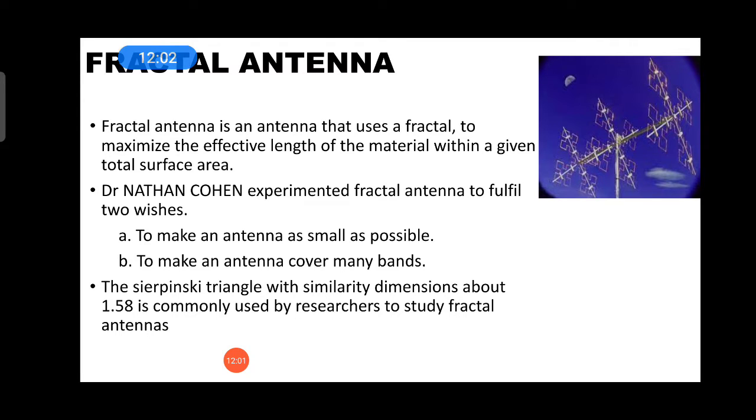The Sierpinski triangle with similarity dimension about 1.58 is commonly used by researchers to study fractal antennas. Some researchers have disputed that fractal antennas have superior performance. Fractal antennas allow a phone to process the transmission of a wider range of electromagnetic frequencies and reduce the total number of antennas required. Dr. Nathan Cohen experimented with fractal antennas to fulfill two wishes: to make an antenna as small as possible and to make an antenna cover many bands.